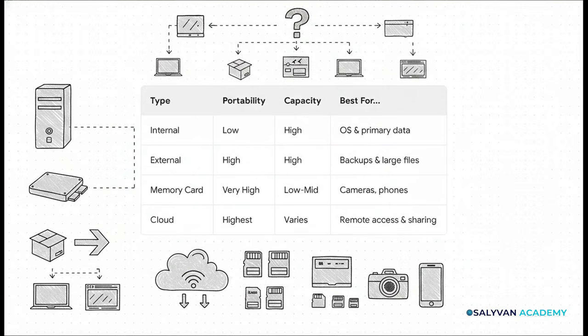You know, not all storage is created equal. Your computer's internal drive is super fast, and it holds your operating system, but you can't really carry it around. External drives, perfect for backups. Memory cards are obviously great for things like cameras. And then you have cloud storage, which gives you the ultimate freedom to get your files from anywhere. It's all about choosing the right tool for the right job.